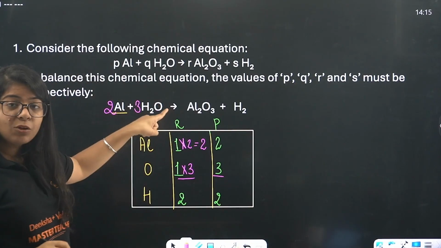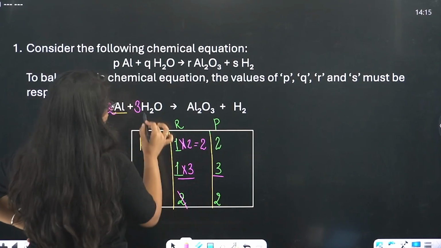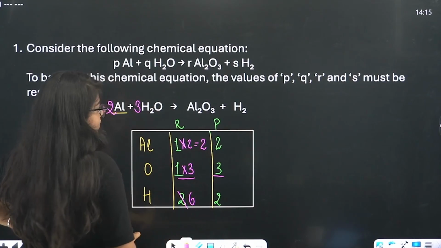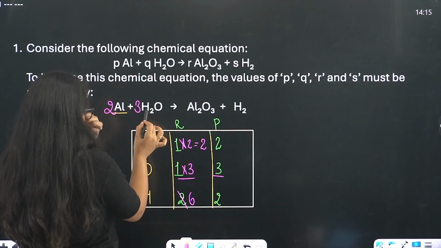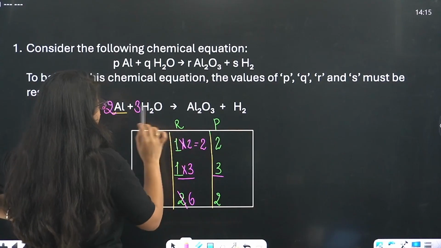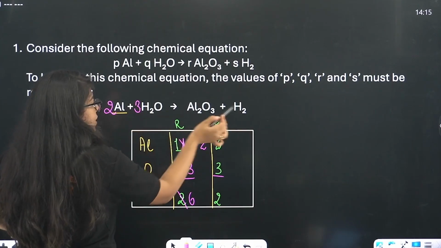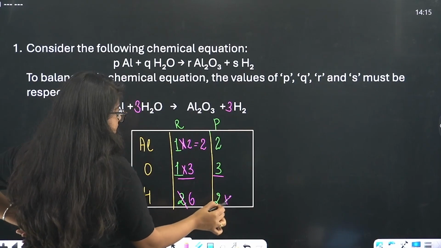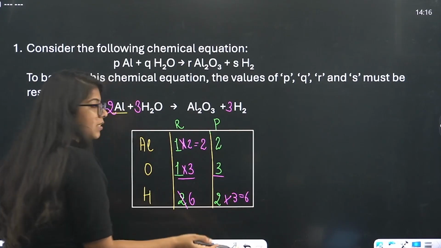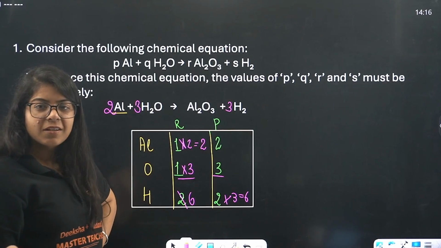But in attempting to balance oxygen, I unbalance hydrogen. So, this is not 2. 3 into 2, this is now 6. Right? So, Al is 2, Al is 2. Hydrogen is 6, hydrogen is 2. But oxygen is balanced: 3 oxygen, 3 oxygen. Hydrogen is remaining, 6. Now, can I just multiply this with 3 and I will have 6 hydrogen? That's all. Also balanced. Done.